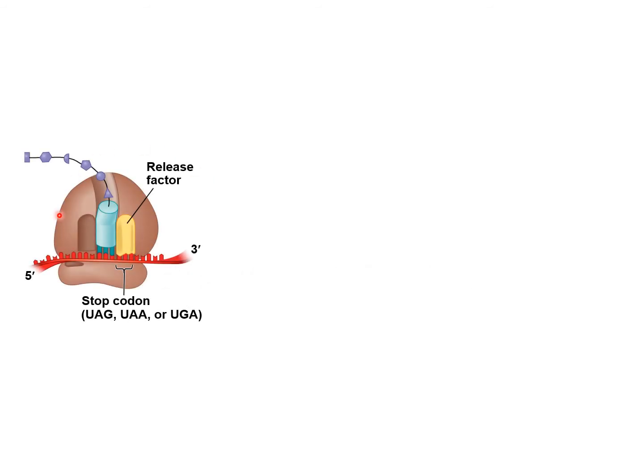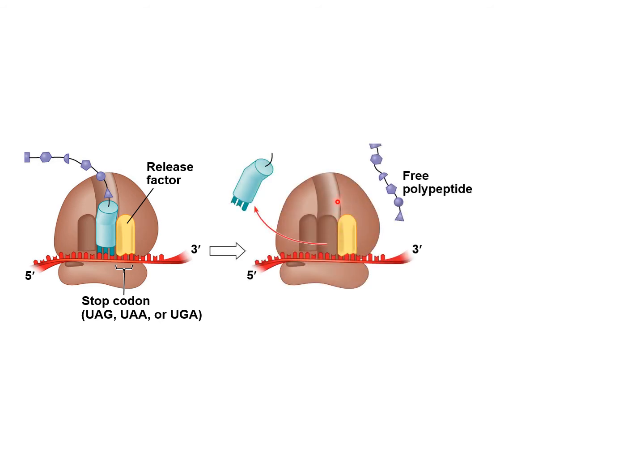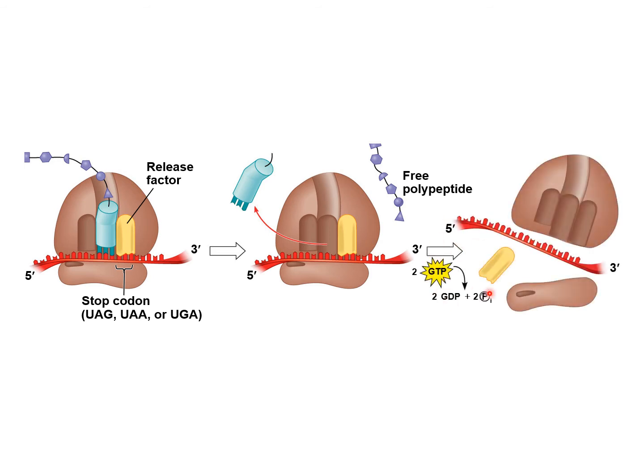So here's the picture from your book. The ribosome encounters one of the 3 stop codons. The release factor is now able to bind in the A site. What we're going to do is we're going to add a little water here. That's going to release the free polypeptide. It's going to cause release of that now empty tRNA. Going to hydrolyze a little more GTP, a couple more molecules, and that causes release of the large and small subunits from the mRNA. And the process is now concluded.